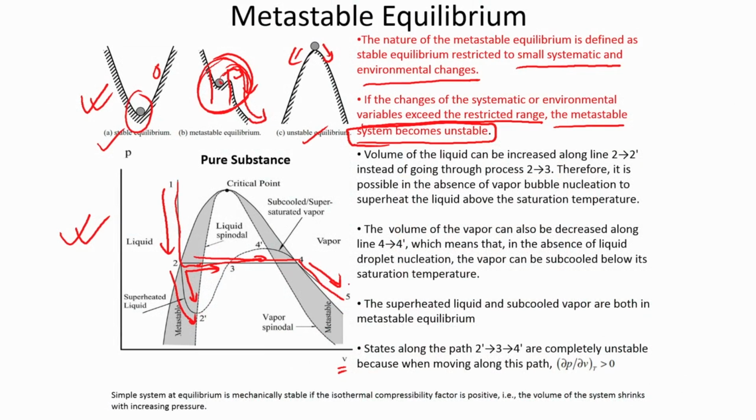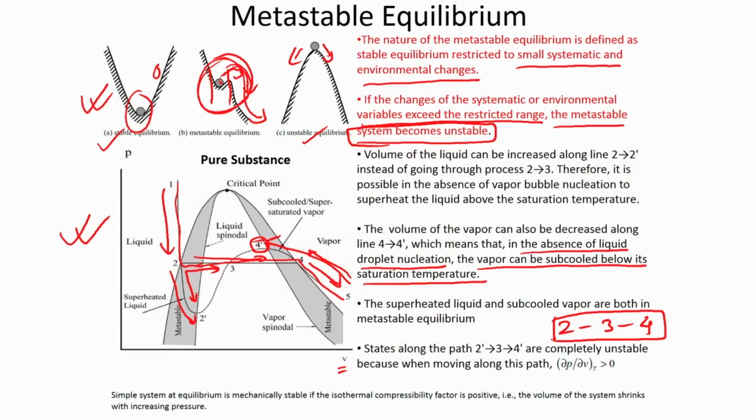Now, similarly, a similar path can be followed if we follow this particular trajectory, right. So, what happens here is that the volume of the vapor is decreased now, it is decreased along this particular path 5 and 4, but instead of following 4 and 2, that particular path where it enters into the saturated regime, it can be actually made to follow the path 4 to 4 prime, okay, which means that in the absence of liquid droplet nucleation, it is the reverse thing, the vapor can be subcooled below its saturation temperature, right. So, this is like a compression. So, we have compressed it, okay, and we have made the vapor subcooled below its saturation temperature, right, but there is no evidence of liquid formation, right.